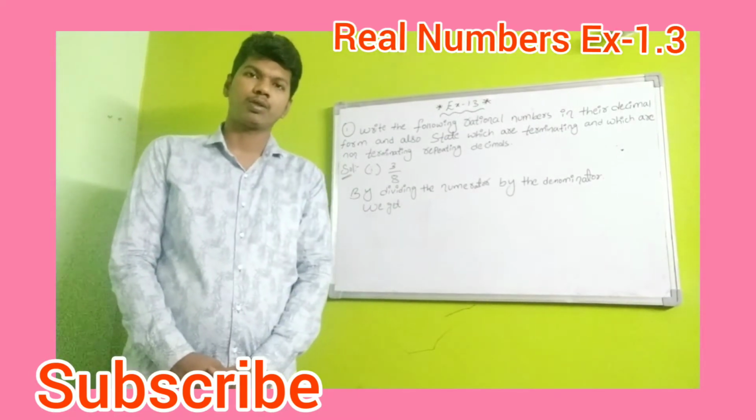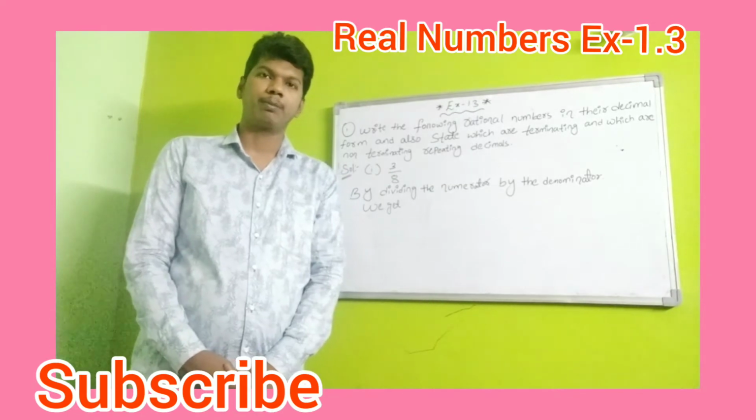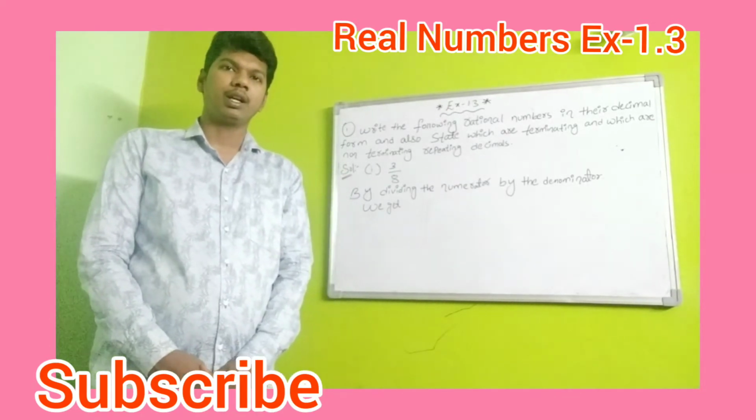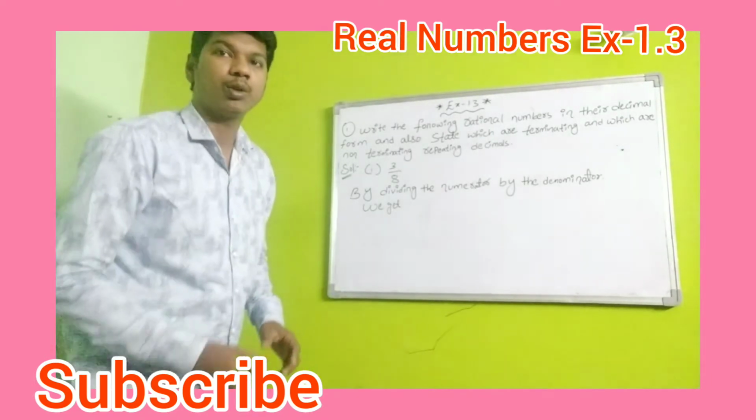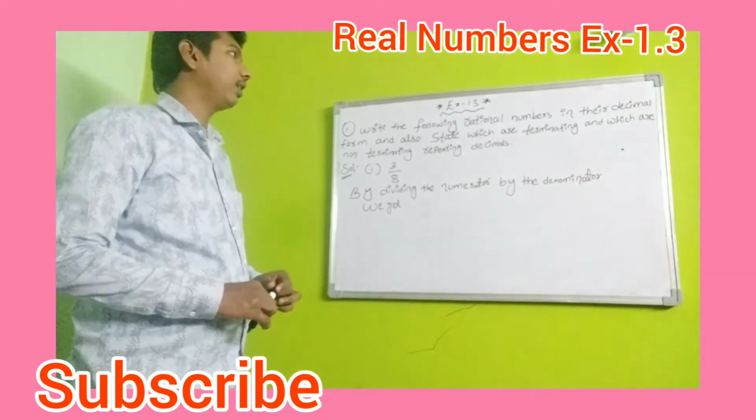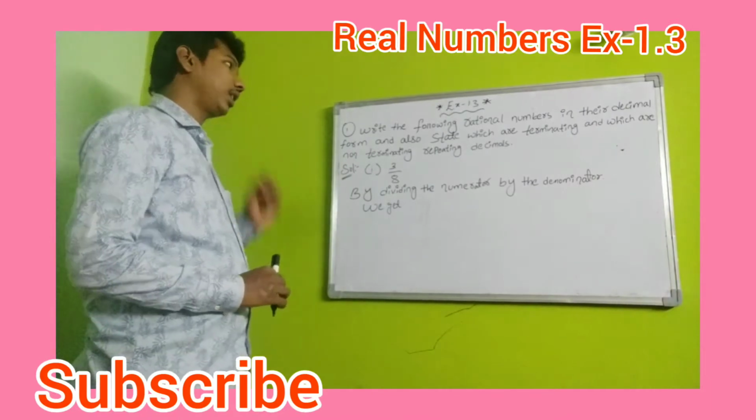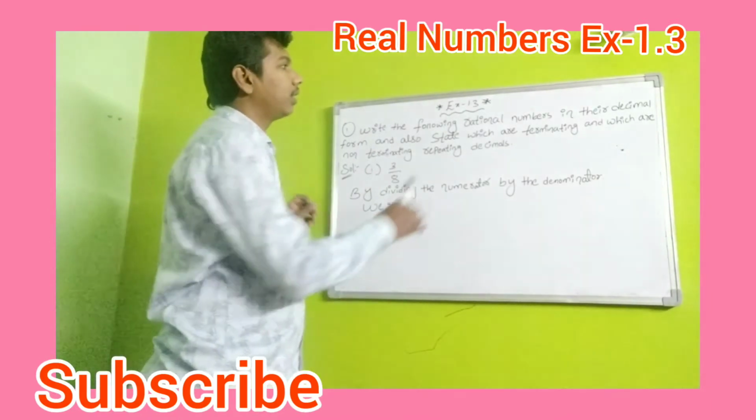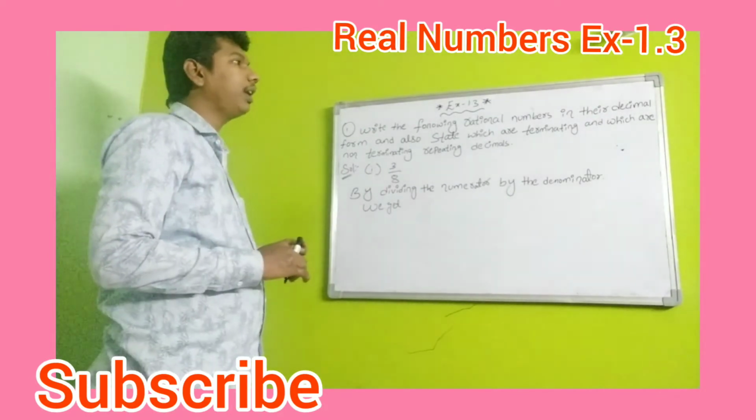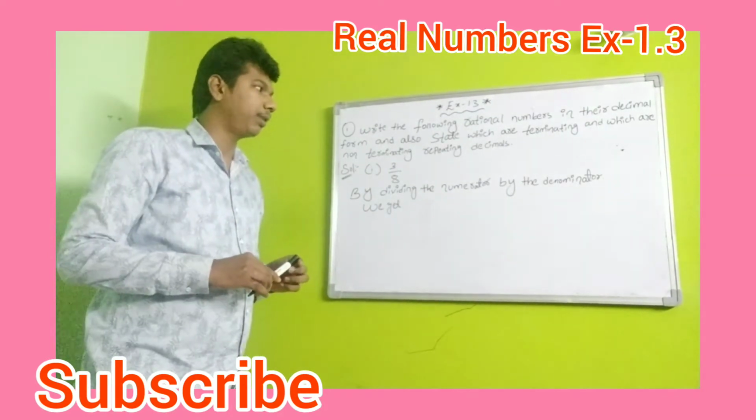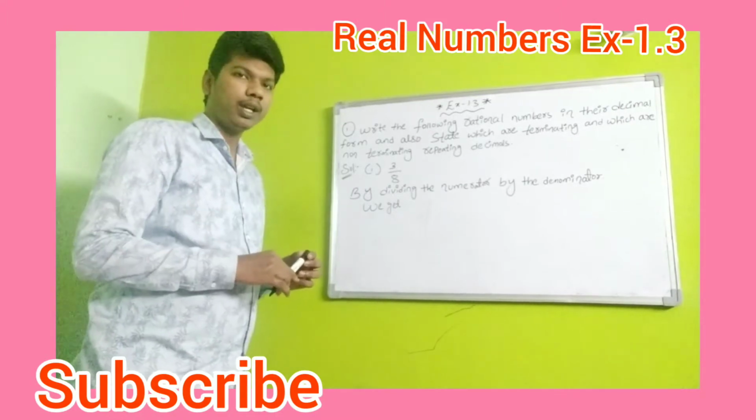Today we are going to solve a problem from real numbers exercise 1.3. Let's start the problems. In exercise 1.3 total 5 questions are there. First question, write the following rational numbers in their decimal form and also state which are terminating and which are non-terminating repeating decimals.